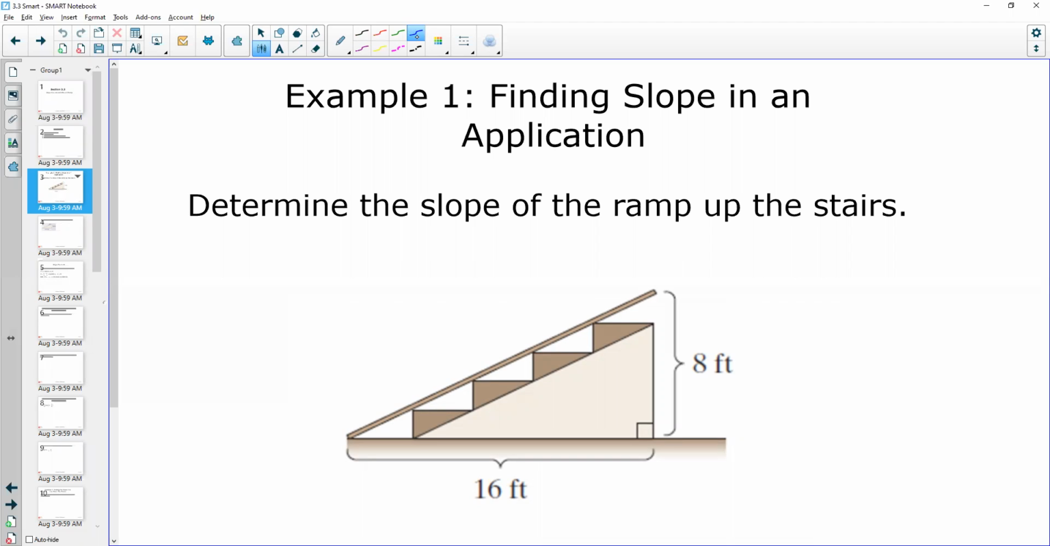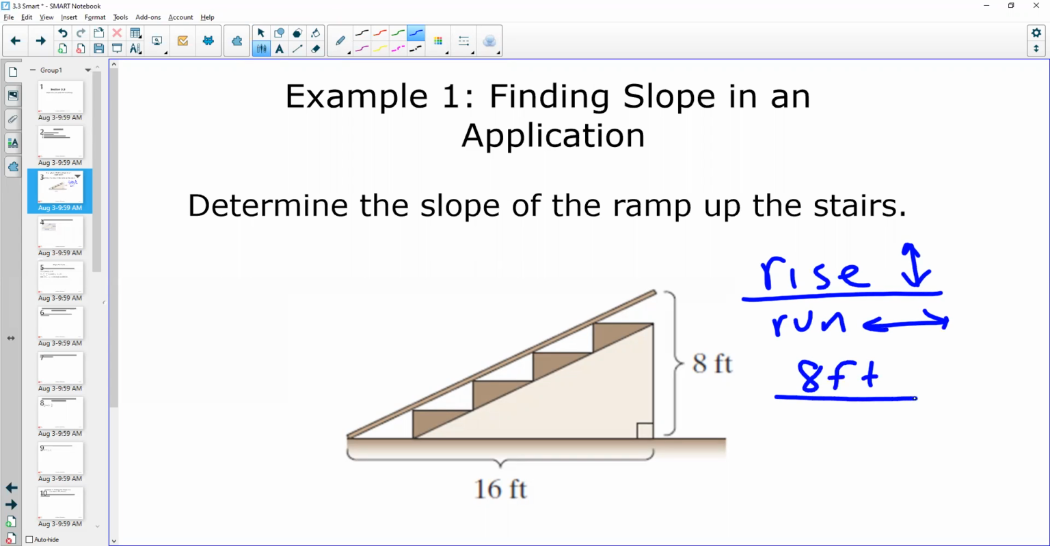When we look at slope, what we talk about is the amount of rise, how far it goes up or down, divided by the run, how far it goes left or right. We have this ramp of stairs right here. It goes up 8 feet and goes over 16 feet in the span they show us. If we reduce that, it's really half. The slope is 1 foot up for every 2 feet over. It's essentially what we do with a slope.